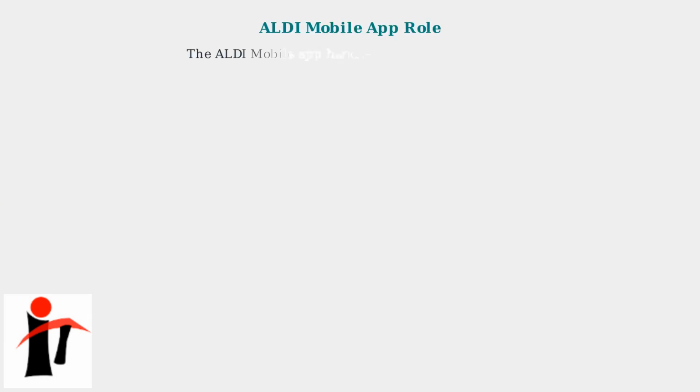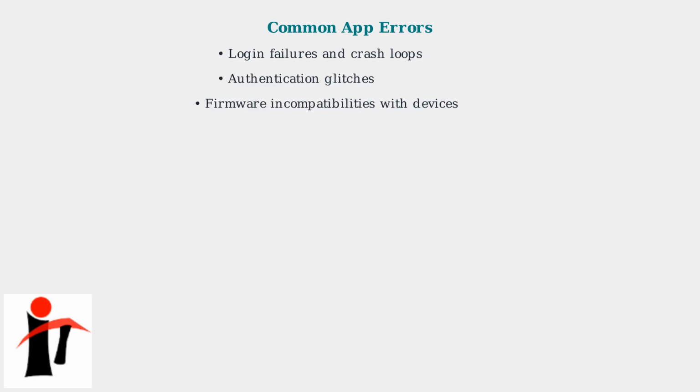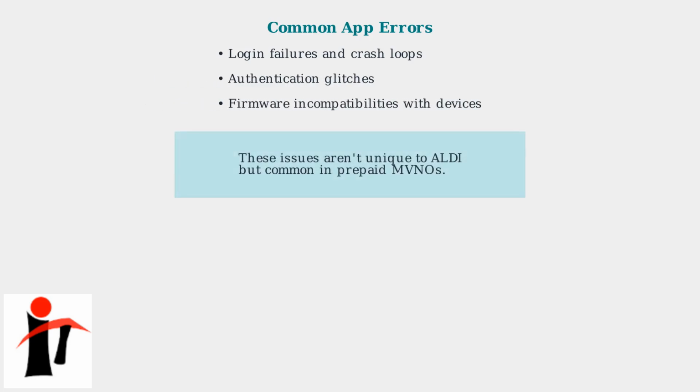The ALDI mobile app serves as the central hub for account management and SIM activation. It connects users to AT&T's network backend for real-time processing. Common app activation errors include login failures, crash loops, and authentication glitches. These problems stem from outdated software, poor connectivity, or app permissions.